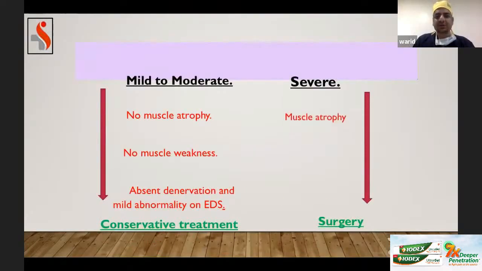So once we have diagnosed it as mild to moderate or severe: when there's no muscle atrophy, no muscle weakness, and absent or mild abnormalities on the EDS, it's mild to moderate and can be treated conservatively. And it's severe when there is muscle atrophy, muscle weakness, severe changes in EDS. So if at the back of our mind we start categorizing them into mild to moderate and severe, by that way we can manage it conservatively or surgically.